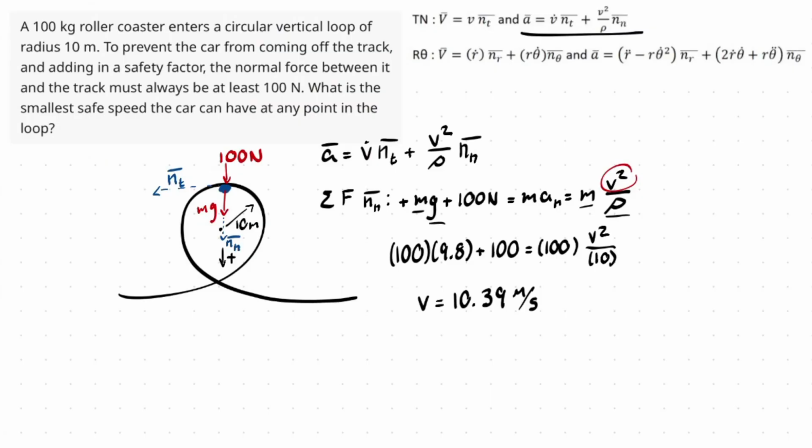So we know that this is going to be the smallest safe speed we're going to need to generate these 100 newtons, or to keep these 100 newtons anywhere on the track. We know that because we took the extreme case. We're looking at the very top, right? And that's just going to be the answer to this problem.